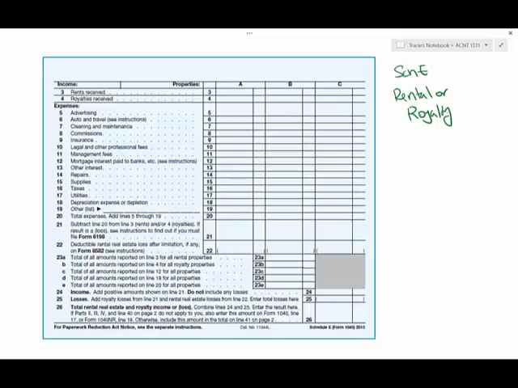You can see it's set up very similar to the Schedule C. You have the income that's listed at the beginning, and then you have a series where you can put all your expenses. And most of the expenses that would be associated with a business are listed here and are deductible.